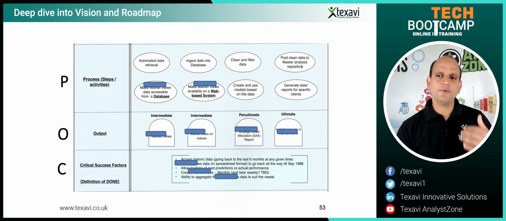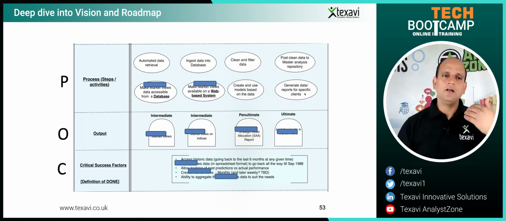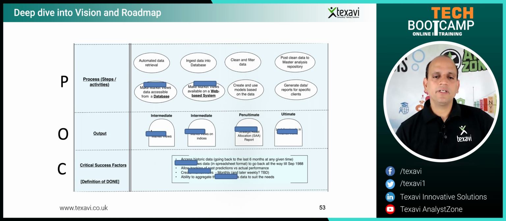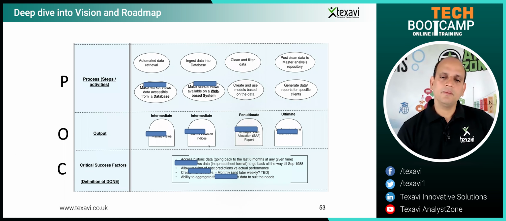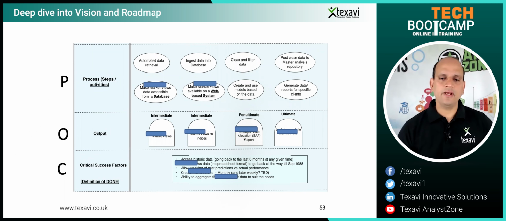Clean and filter the data, post clean data to analysis, and then create and use models. This is the regression model, the statistical model, the AI, and generate reports and data for specific clients. So that's the ultimate objective. And then the output is basically intermediate views, and then the penultimate view, create master views, and all these kinds of things. Depending on your subject, you can try and look at this.